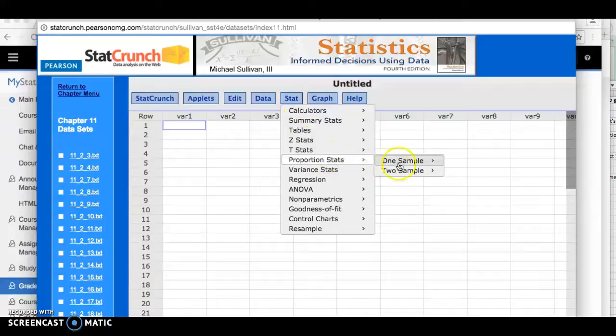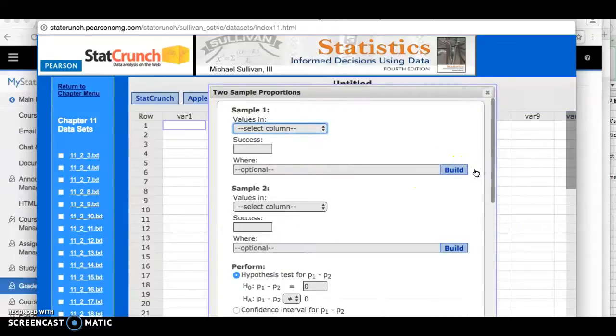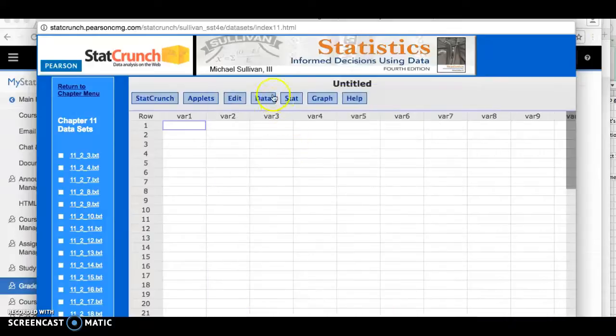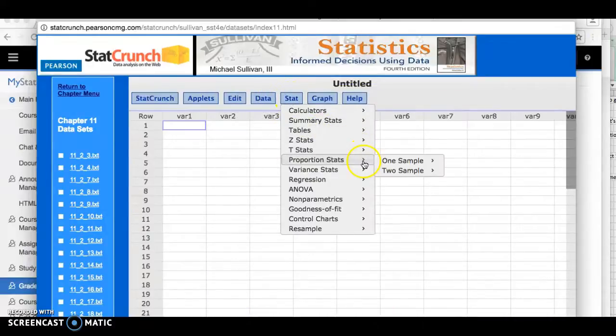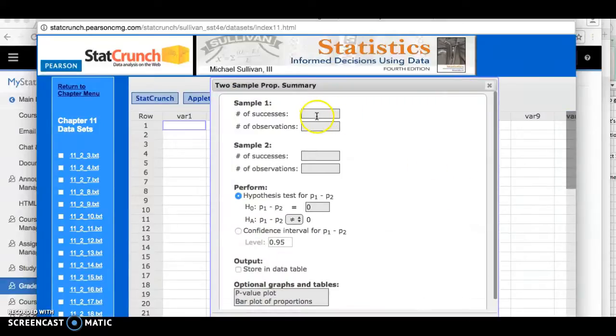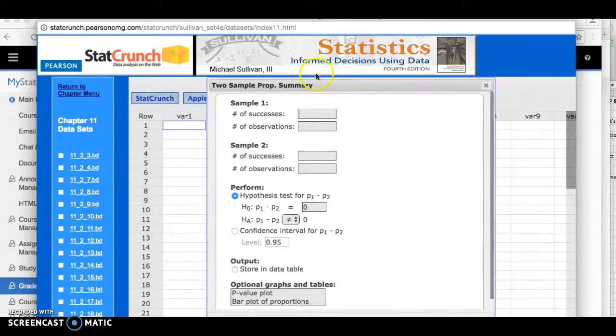Let's try a proportion stat and go to 2 sample and go with data and see what that gives us. Okay, does the information that we have, oh no, I said with data, we need to do with summary. Summary. Okay, number of successes, number of observations, and we're trying to test all these things. This is exactly what I'm looking for, a 2 sample test. So let's try to get what we can out of this here.